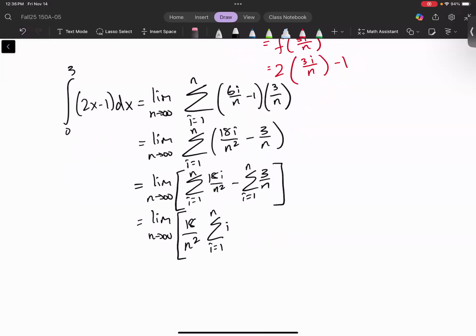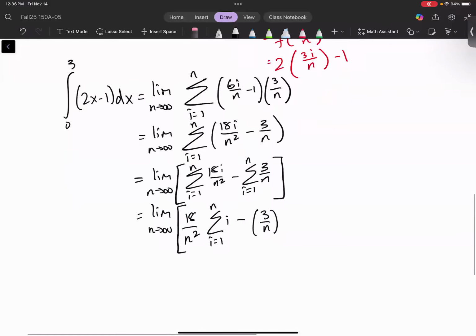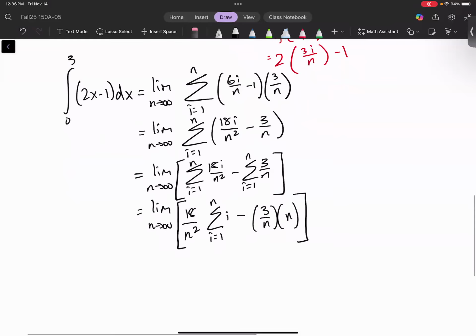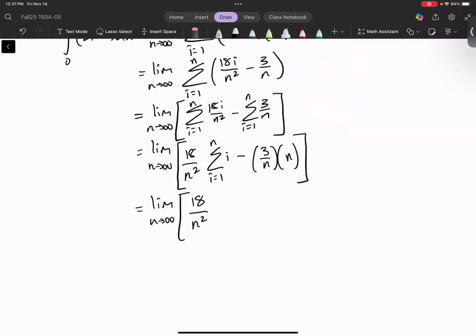So it's just i in the sum. Here, 3 over n has nothing to do with i. So we're adding up 3 over n plus 3 over n plus 3 over n, right? n times. That's 3 over n times n. Okay, now we can plug in that formula for the sum of i. We actually proved it last time. So it's n plus 1 over 2, and this guy is just minus 3.